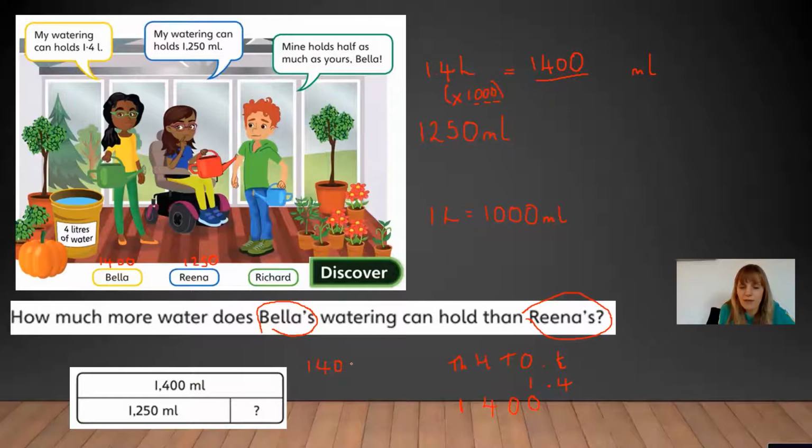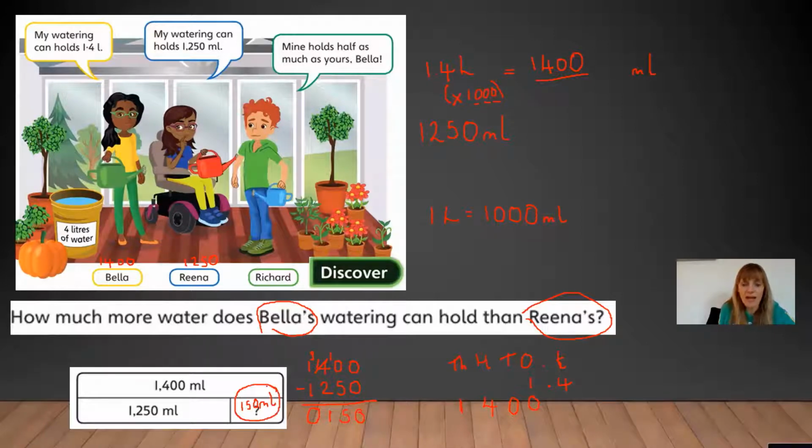So I would do 1,400 take away 1,250. Okay, so 0 take away 0 is 0. I can't do 0 take away 4, so I'm going to borrow from next door. 10 take away 5 is 5. 3 take away 2 is 1. 1 take away 1 is 0. So that means that in this spot here, I get an answer of 150 millilitres.